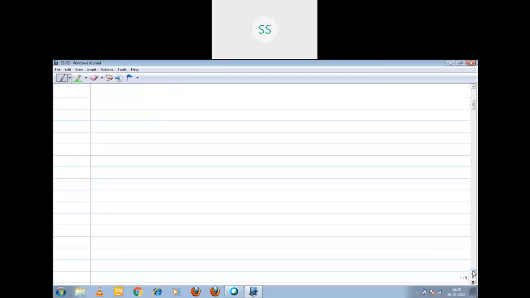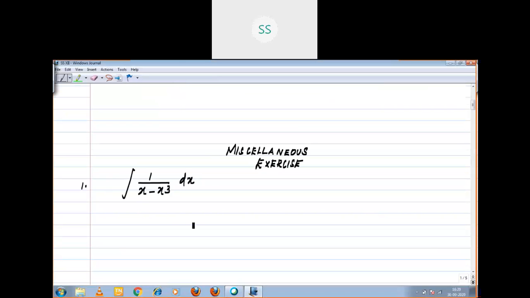Today I am going to discuss the miscellaneous exercise. Question number 1: integral of 1 divided by x minus x cube dx. Already I have discussed the same thing with you, right? You have to check whether the given integrand can be integrated directly or not. If not, you should adopt substitution or do some modification without disturbing the given format.